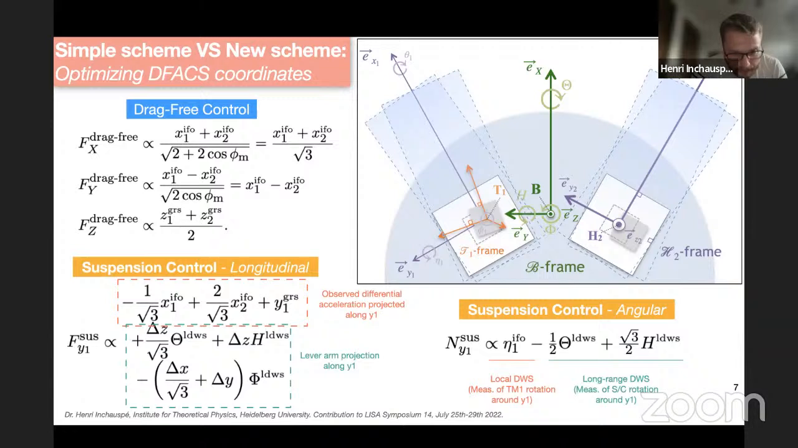So that's the green component you see on the bottom left, for which you make use of the long-range differential wavefront sensing, giving the attitude of the spacecraft. So that's the main part.